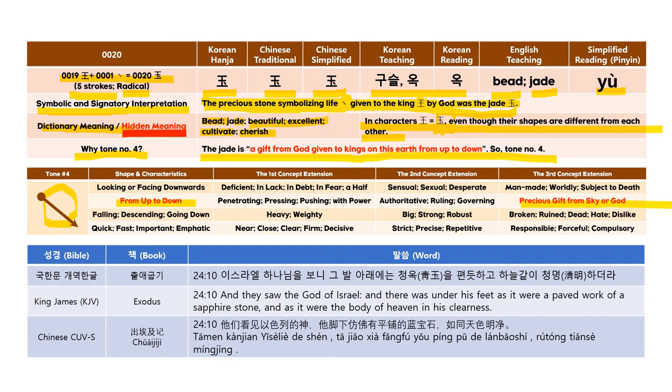If you look at the Bible verse, "And they saw the God of Israel, and there was under his feet as it were a paved work of a sapphire stone." Sapphire stone is a kind of jade, the blue jade. In this Bible words and in Korean language, 이스라엘 하나님을 보니 그 발 아래에는 청옥을 편듯하고 하늘같이 청명하더라. So in this way, a sapphire stone is also a kind of jade. Okay?